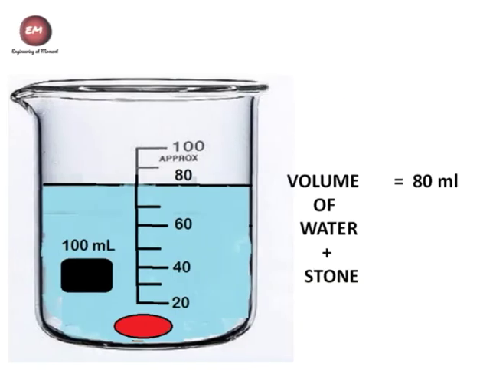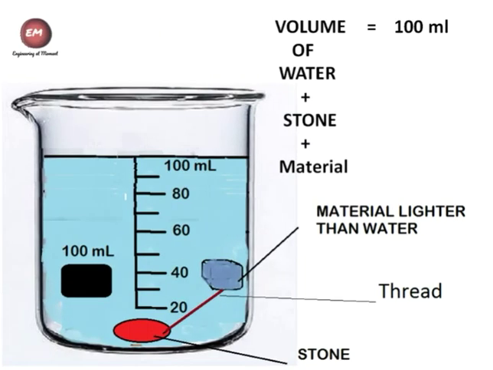After that, we'll put a stone in the beaker filled with water, and we'll note the volume of water plus stone. And in the third step, we'll take the stone out of the beaker, and we'll tie the cut piece with stone using a thread, and we'll put this in the beaker, and we'll note the volume of water plus stone plus material. Here it is 100 ml. So lighter material will sink in the water, and this is the trick.